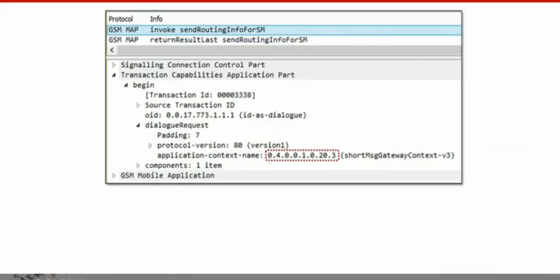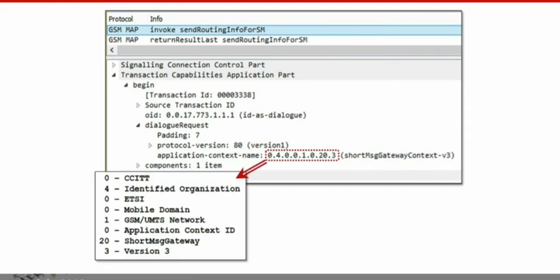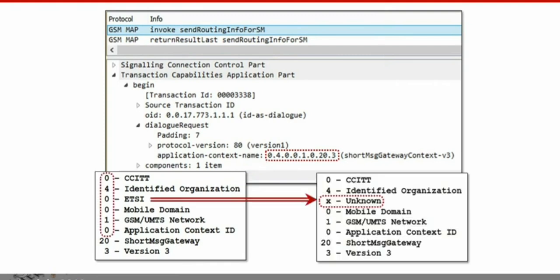Now, the application context consists of a group of numbers. Each number has its own value and meaning, and only the two final numbers define the application context name and the version itself. All previous numbers are usually constant. But what happens if a malefactor changes one of these constant values to some unidentified or unknown value?